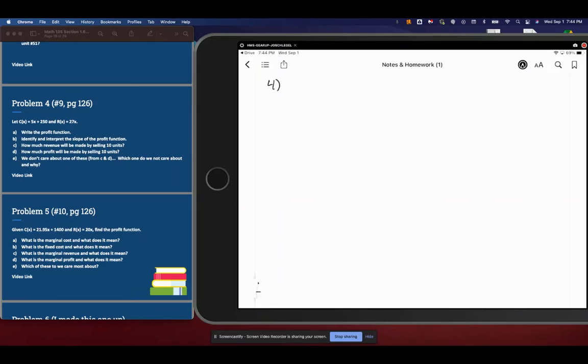With number 4, we are asked to produce the profit function. So we need to remember that profit is equal to revenue minus cost. And so we will have that profit is equal to revenue, which is 27x, minus cost, and remember we need that parenthesis after the minus sign, is 5x plus 250. So if I were to give this to Wolfram, I would get profit is equal to 22x minus 250. So there's our profit function.